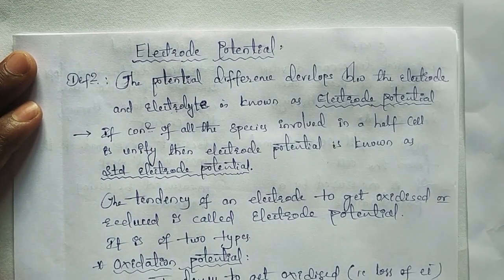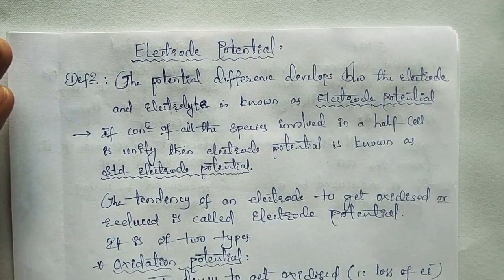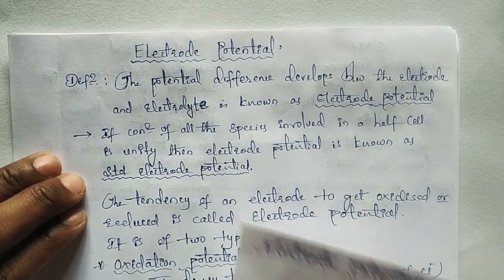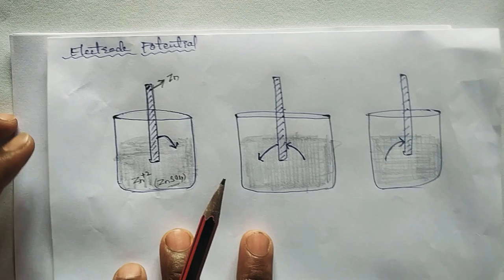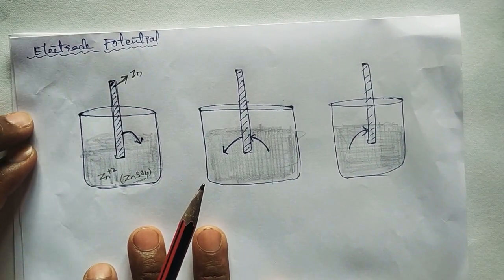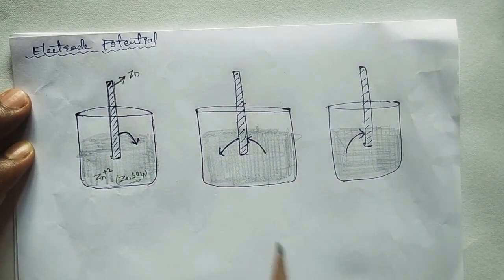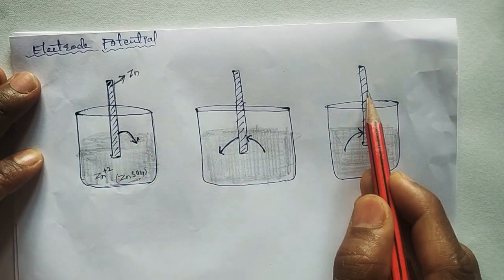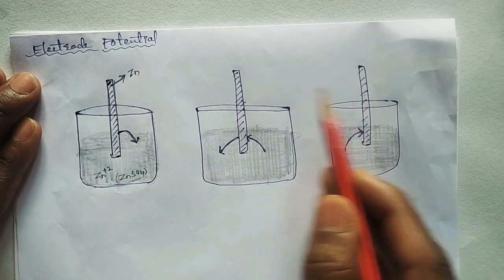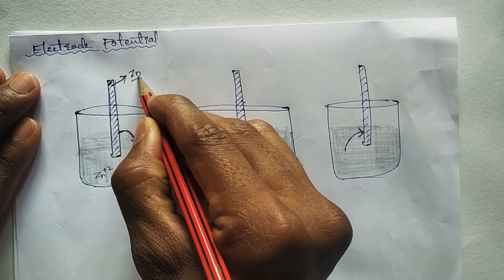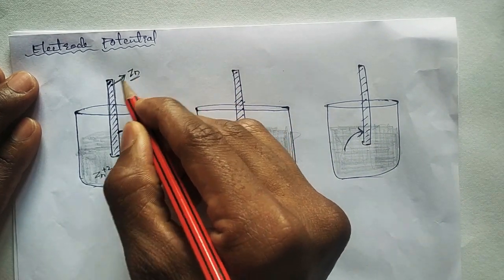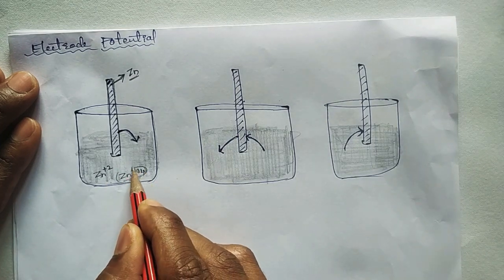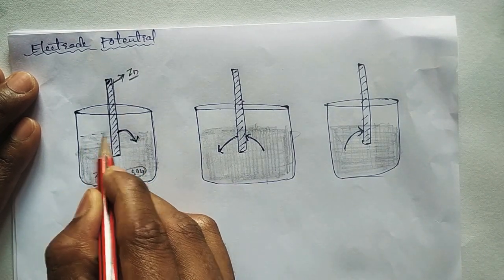Now electrode potential. In order to understand this electrode potential, let us consider a half cell. This is one half cell I have considered in three different cases. In the first case, it is a metal. Here you can take any metal. So I have taken a zinc metal, that is the zinc electrode, dipped in zinc sulfate solution. This is the electrolytic solution.